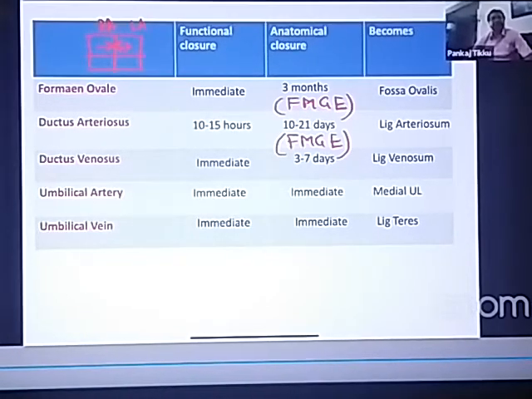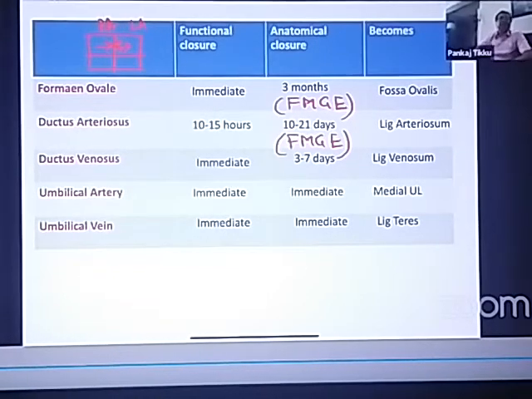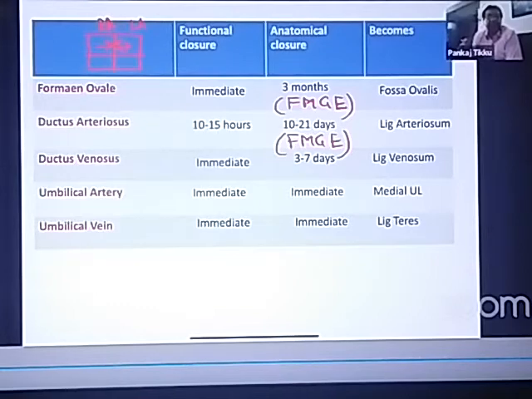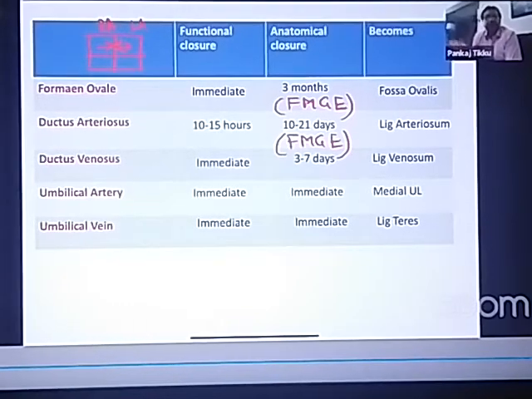The ductus venosus closes immediately functionally, anatomically closes at 3 to 7 days, and after birth becomes the ligamentum venosum. The umbilical artery closes immediately, both functional and anatomical closure, as soon as the placenta is removed, and goes on to become the medial umbilical ligament. The umbilical vein again closes immediately, both functionally and anatomically, and goes on to become the ligamentum teres.